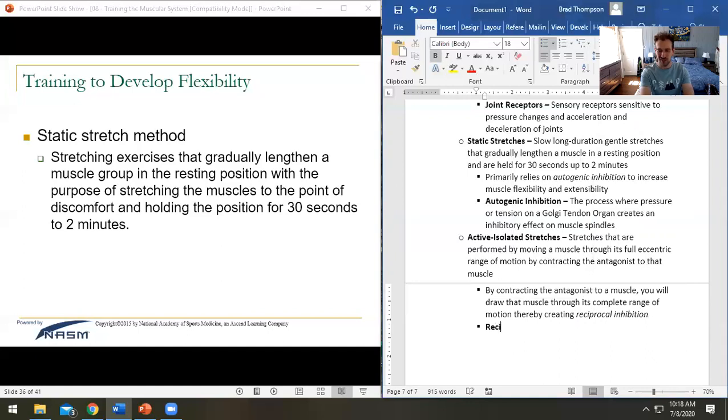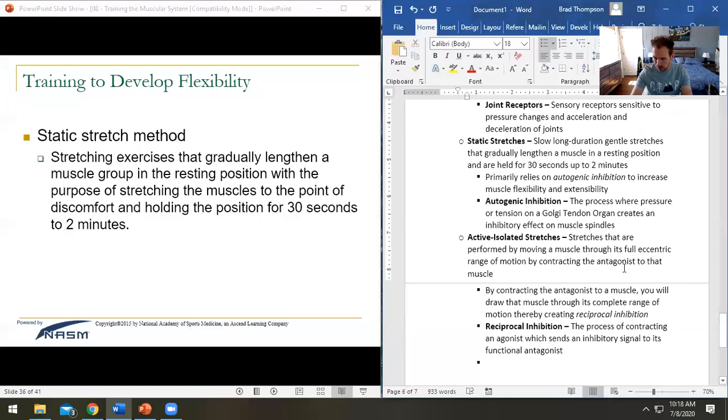So reciprocal inhibition is the process of contracting an agonist, which sends an inhibitory signal to its functional antagonist, right? So when you contract your biceps, your brain will tell your triceps to relax. That's what we're doing in active isolated stretches. We are basically telling one muscle to tell its opposite muscle to shut up, right? And you're going to do this, I forgot to mention, for about 5 to 10 reps.